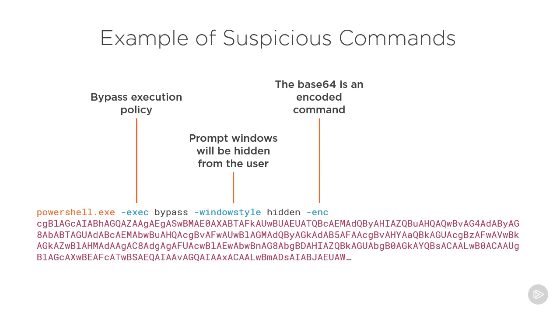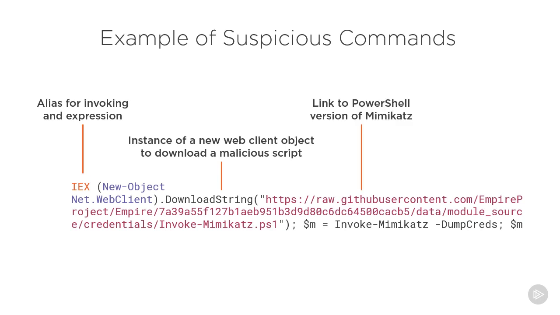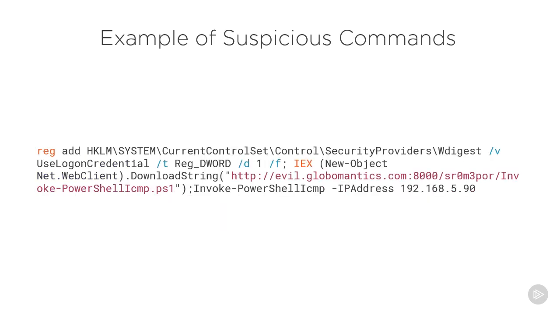Now let's look at another example. This command will first invoke an expression. A new web client object is instantiated to download a payload. The malicious script in this case will be a PowerShell implementation of Mimikatz, which is a tool for credential dumping. After being downloaded, it will be executed.